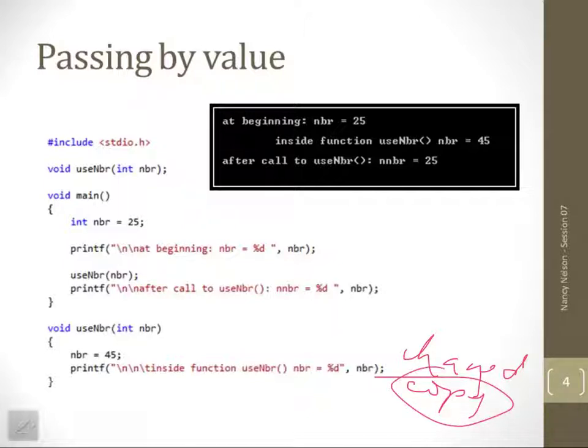And that's the important thing to remember. It was the copy that was changed. Now we come back. The next instruction is after the call to useNumber, number is equal to, and there's our output. So after the call to useNumber, and there's my typo, number is equal to 25. So why is it 25? It's because the changes that happened in the function did not affect the original value of number, because we passed it right here. We passed it by value.